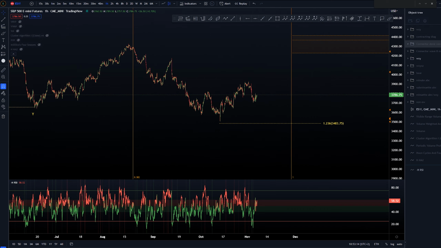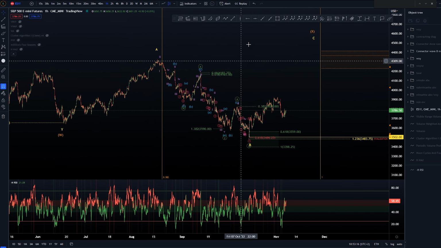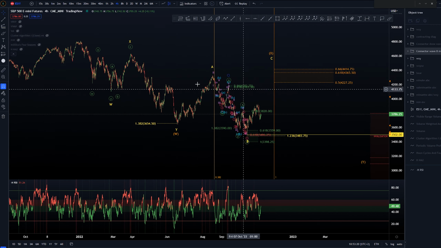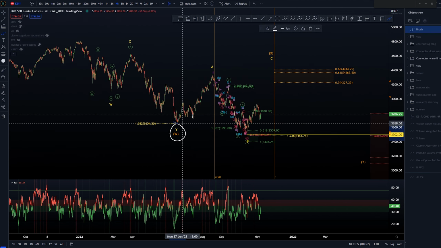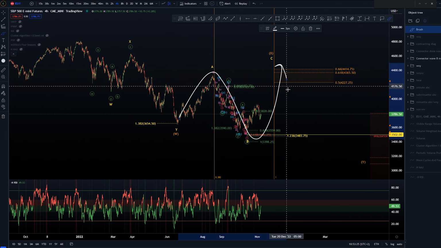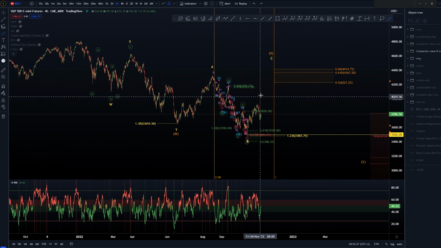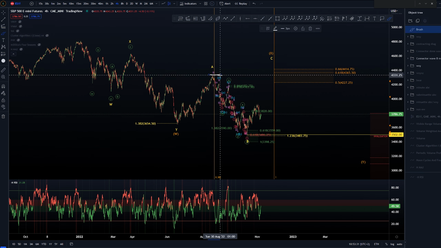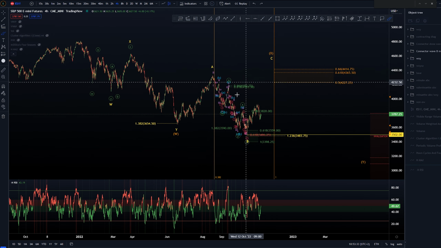Let's check out the other one, which is saying that this whole structure is within this connector. So the idea is that we had this as a WXY into X wave, A, B, and then C going higher. Whether we are going to be getting a running flat or an expanded flat taking out these highs, we don't know that yet. But again, that would be the ideal idea here.